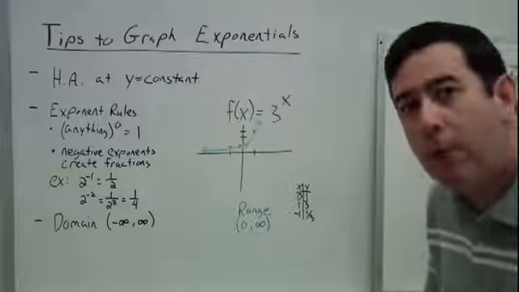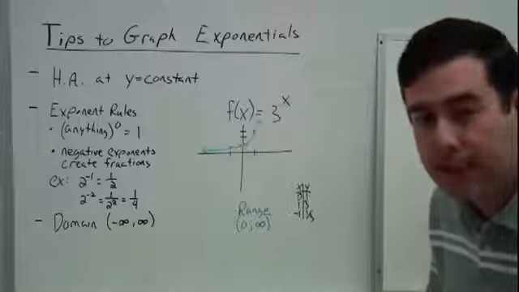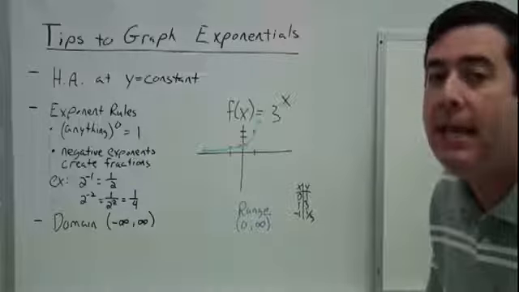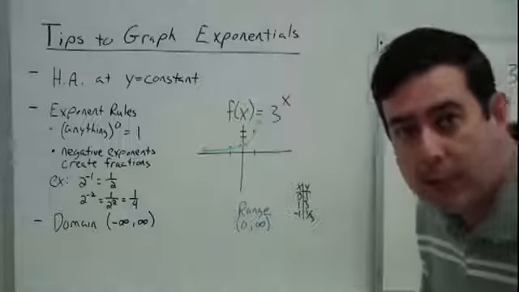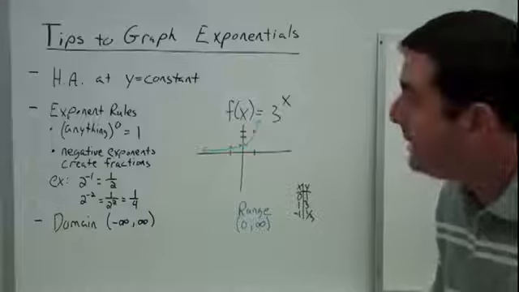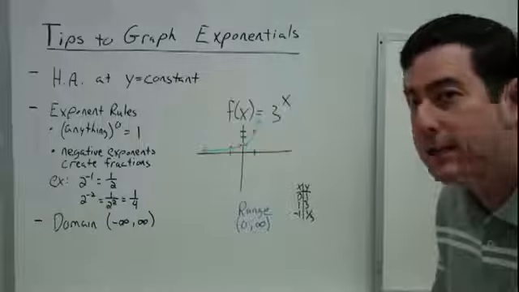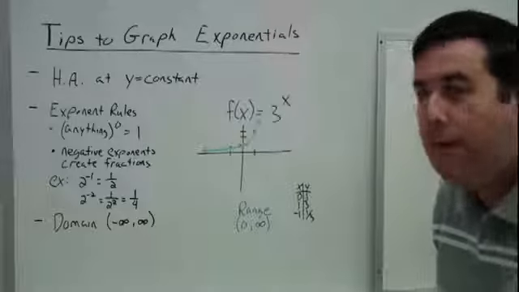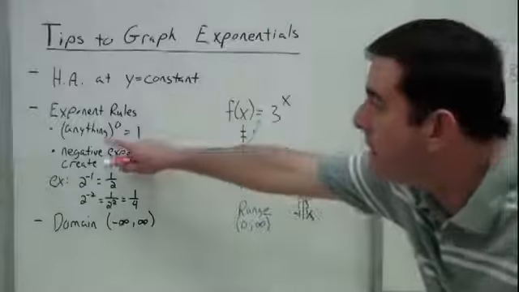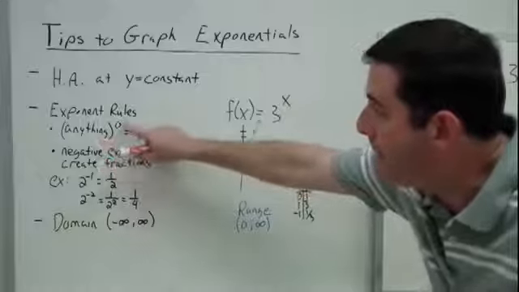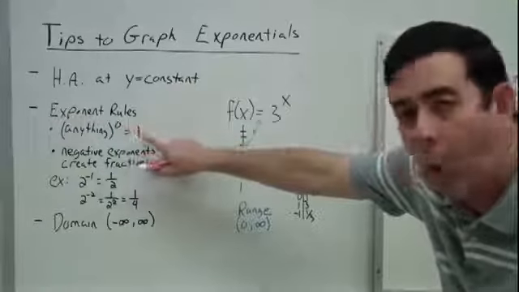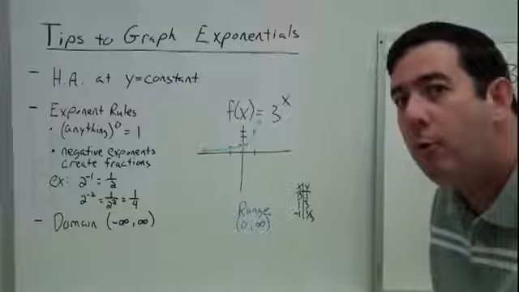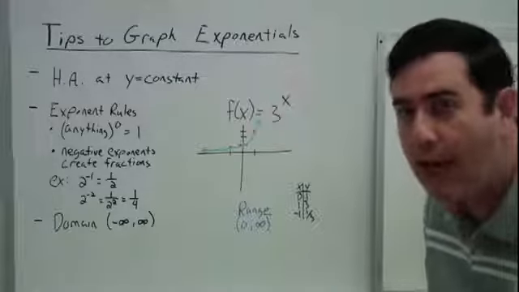Probably where you want to start graphing each of these things is to figure out where that horizontal asymptote will be. It's always at y equals the constant value. The next tip for us to be able to graph these is to remember exponent rules that we learned in algebra. The first of our exponent rules that we need to know is that anything to the 0 power is 1. No matter what you're raising to the 0 power, the result of that is going to be 1 every time.